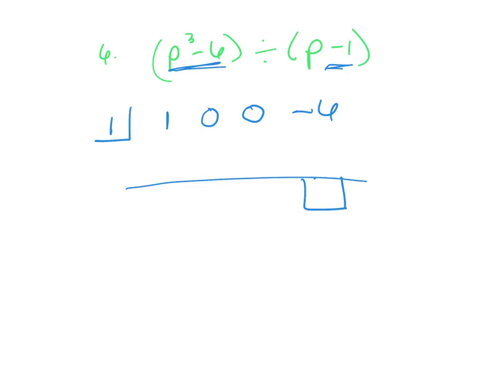Because there's missing variables, you've got to put placeholders in them. You had a p cubed, you put a 1p cubed. You didn't have any p squared, you have to put the 0. You didn't have any p's, you have to put a 0. So we have p cubed minus 6. That is the same as p cubed plus 0p squared plus 0p minus 6, right? You have to put those. So we only have the cube part. When you're missing anything in between, you've got to put zeros in their place.